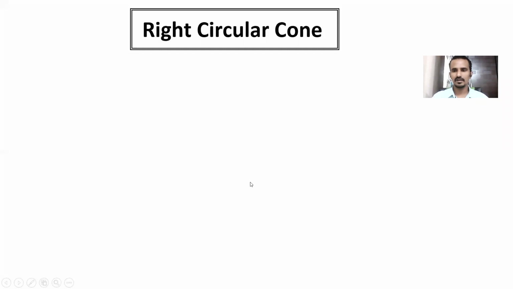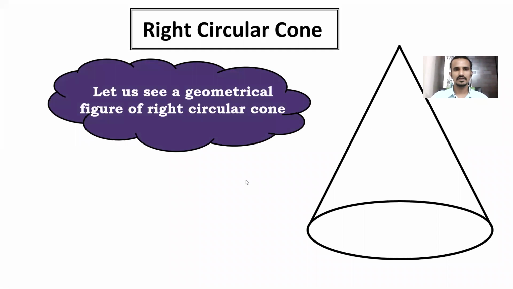Now let us learn about the next object, that is right circular cone. This is the geometrical figure of right circular cone. Okay, you can also give me a few examples. Imagine right circular cone. What can be the examples of right circular cone?